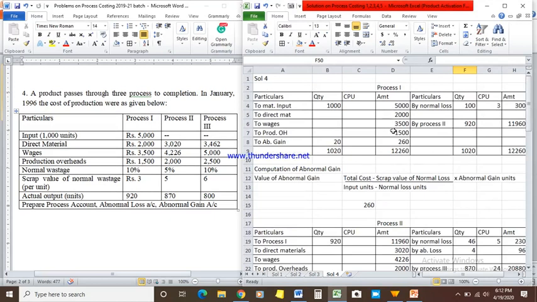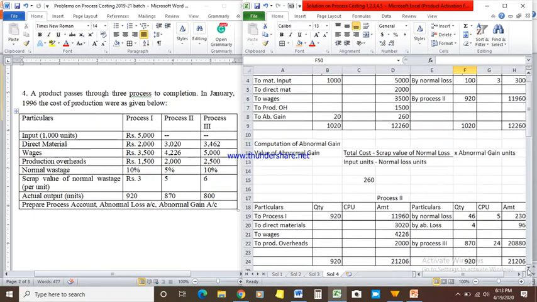So total cost on the debit side, debit total, and the simple way of remembering: debit total minus the credit side normal loss value, divided by input quantity minus normal loss quantity. So if you do only this part of the calculation, you will get what is known as cost per unit of good units. If you multiply that with whether it's abnormal gain or abnormal loss, you get accordingly the respective value.